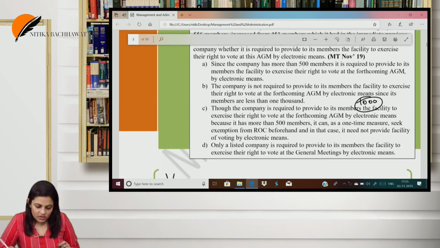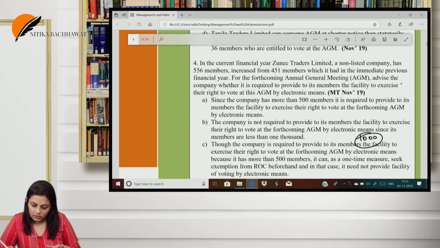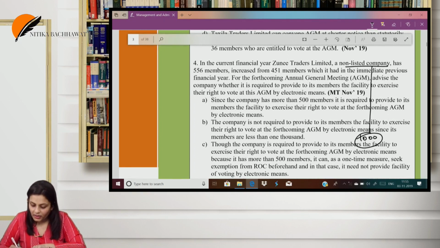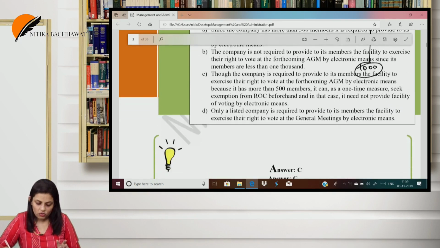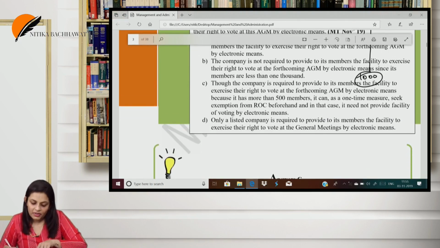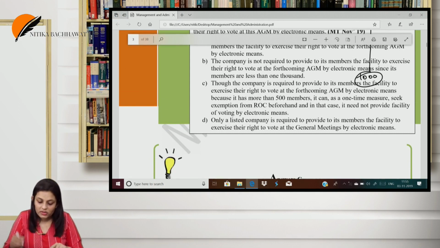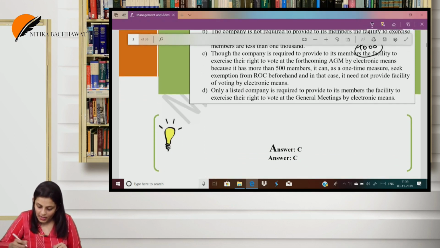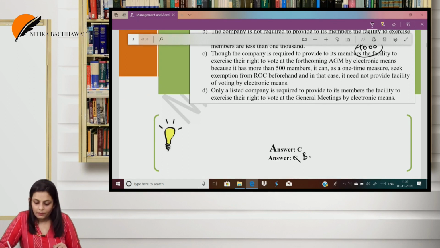Now, if we look at this question, it's a non-listed company. So, if it's a non-listed company, it requires to provide voting facility only if it has 1000 members. In this case, does it have 1000 members? No. So, is it required? No. The company is not required to provide to its members the facility to exercise their right to vote at the forthcoming AGM by electronic mode since its members are less than 1000. So, the answer is B. Here the answer given is incorrect. The answer would be B.